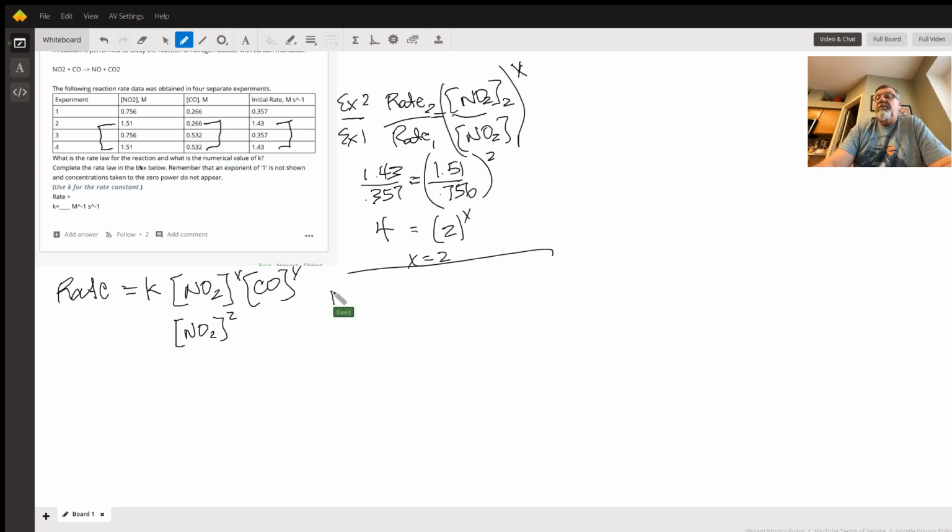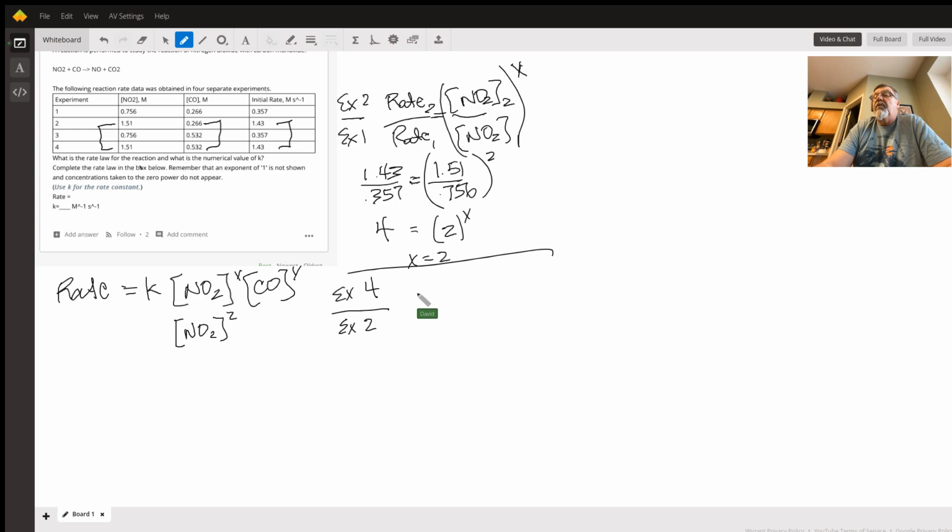So I'm going to be using experiment number 4. Let me write that so we're not confused here. So I'm going to use experiment number 4, and I'm going to put it over top of experiment number 2. And again, the reason for choosing what's on top and what's on the bottom is I don't want fractions. So I'm choosing my biggest values to put on the top.